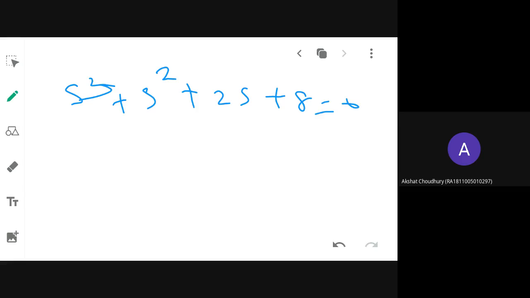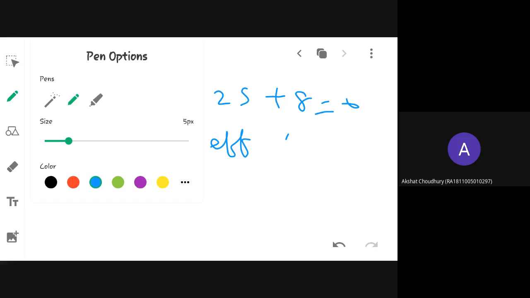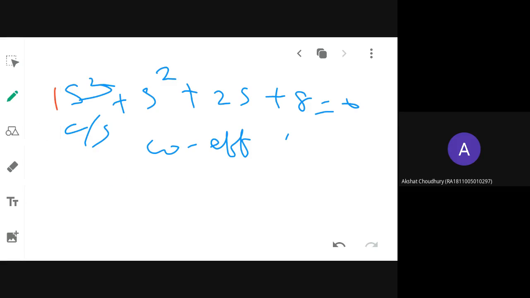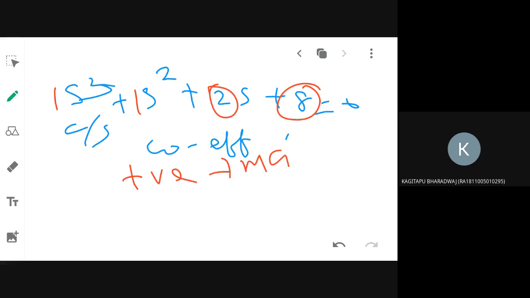Suppose you are given one characteristic equation like this, then you check the nature of the coefficients. So what are the coefficients in this given polynomial? Here 1, here 1, here 2, and 8 is the constant. All are positive, you check. Okay, all are positive. So you will infer what? Maybe stable.